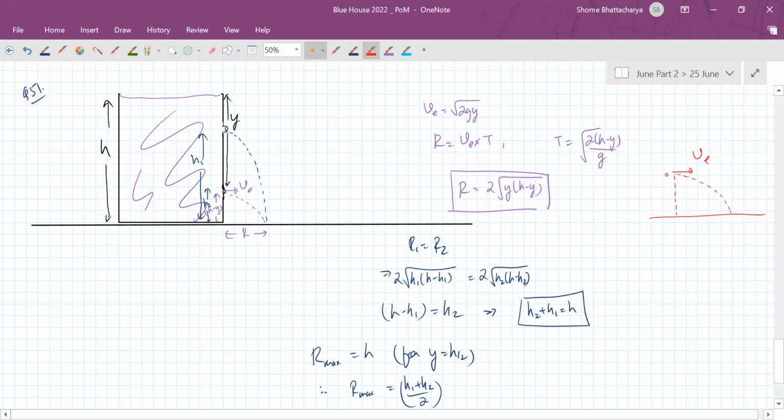Where this height is h minus y. So if this starts from here at time t equal to 0, by the time it hits the ground over here at time t, what is that time going to be? It is going to be square root of 2 times this vertical displacement divided by g. So what is going to be this range now? It's going to be horizontal velocity into time. Okay, so the horizontal velocity here is square root of 2gy. Jagannath, is it clear now?